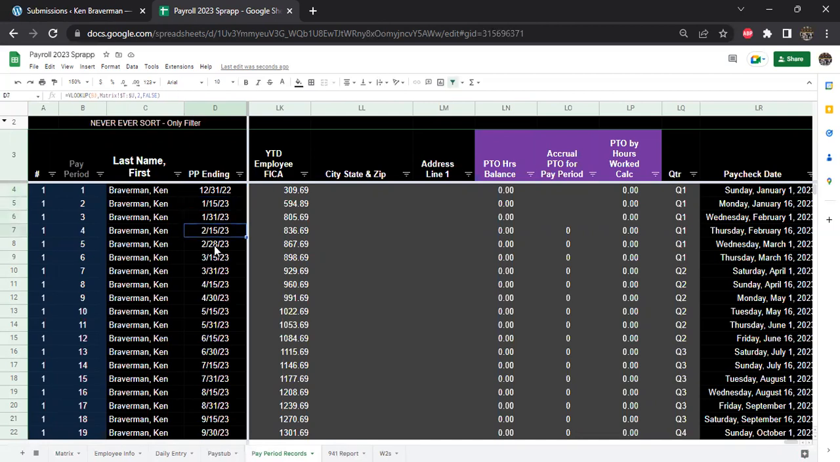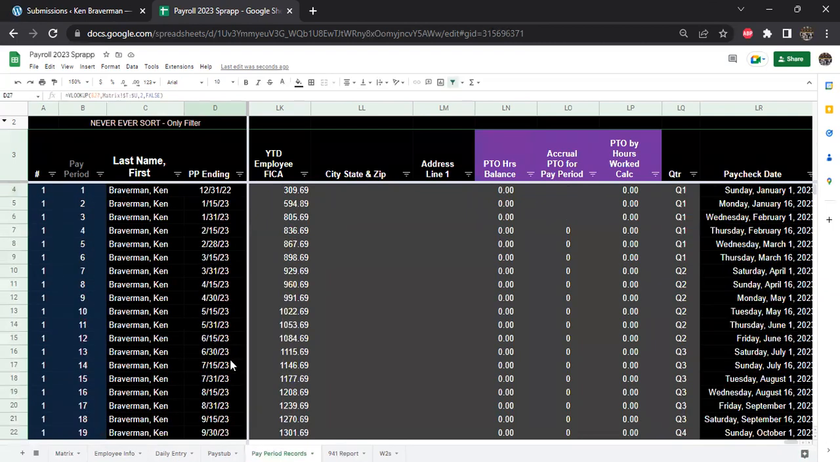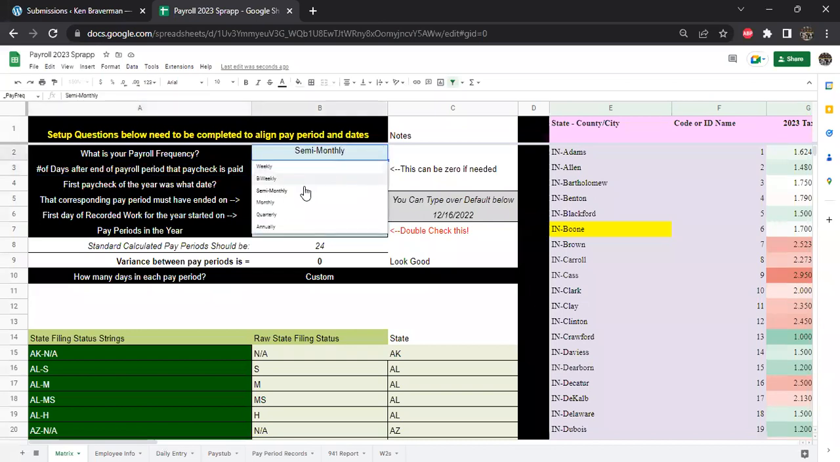If this is the way you do it. If it's not the way you do it, you got to change stuff. So semi-monthly is funky. It's really funky, but it does work right now. Yep. And okay, so that's semi-monthly. How about monthly? How funky is monthly?